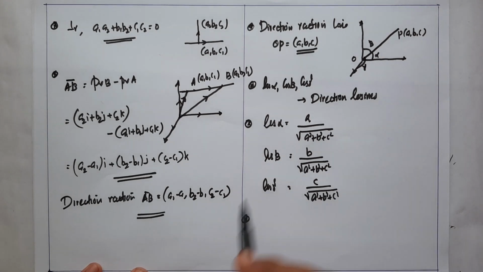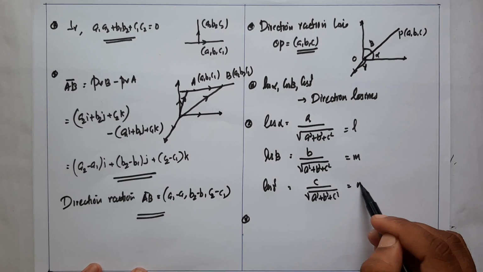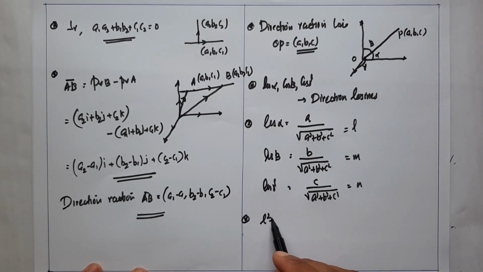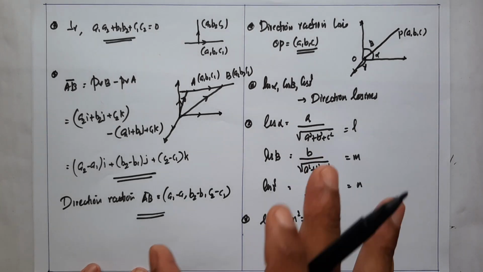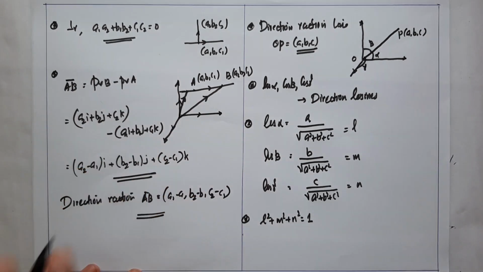The direction cosines are also denoted by l, m and n. The sum of the squares, that is l square plus m square plus n square, is equal to 1. That previous topic was for a vector; it is represented here on a line. Here l square plus m square plus n square is equal to 1.